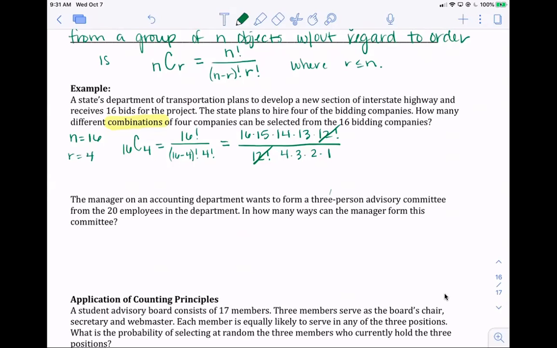So let's see here. 16 and 4 can be divided, and we're left with 4. Then the 15 and the 3, and we're left with 5. And let's do 4 and 2, we're left with 2. So here we're left with 2 times 5 times 14 times 13, which equals 1,820 ways.